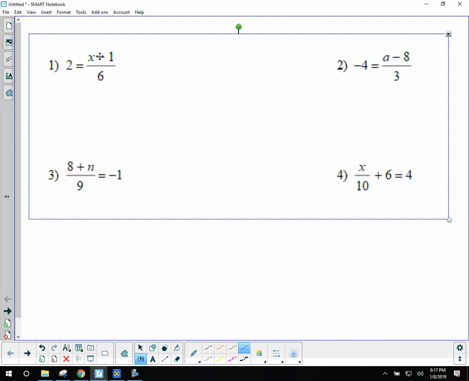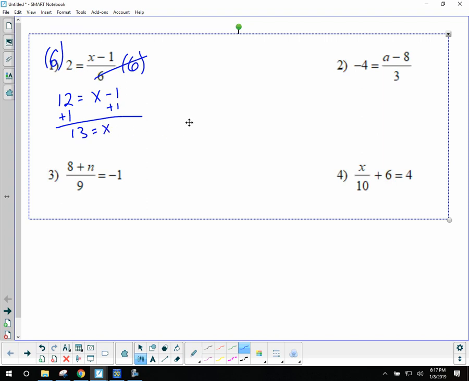Guys, rule of thumb when you see these fractions, get rid of the denominator. Like we've been practicing, multiply by 6. What you do to one side, you do to the other. 6 is canceled. 6 times 2 is 12. X minus 1. Add 1 to both sides. We get 12 plus 1, 13 equals X.